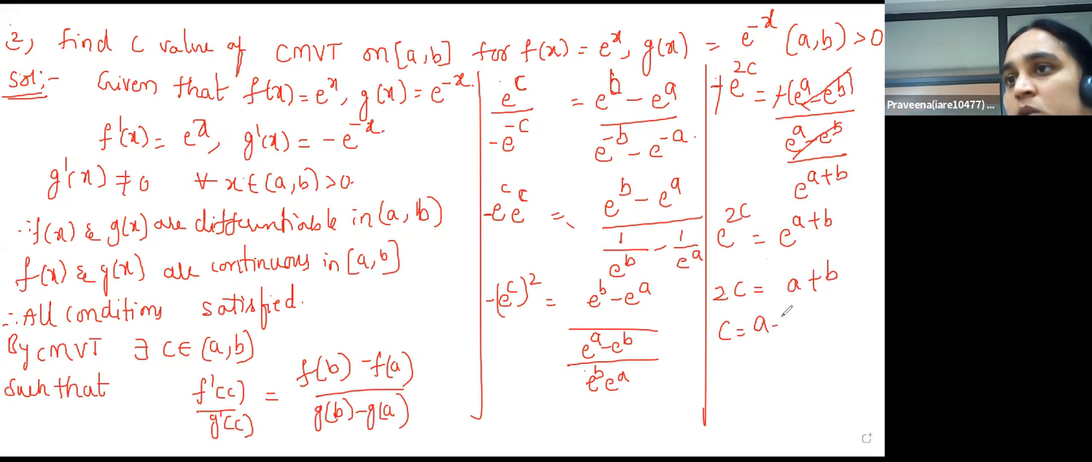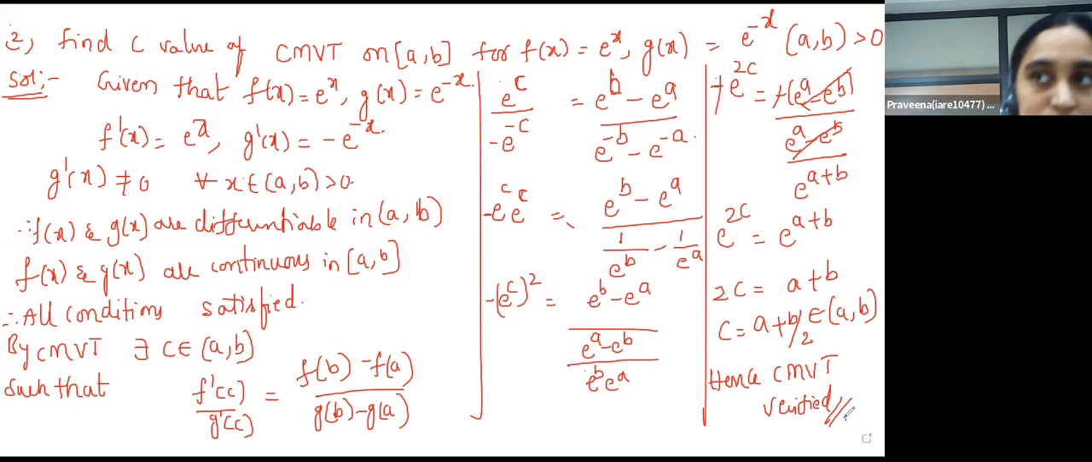From that, c is equal to a plus b by 2. This belongs to the open interval a comma b. Therefore Cauchy's theorem is verified, and the c value is a plus b by 2. Hence, Cauchy's mean value theorem verified. So c is equal to a plus b by 2.